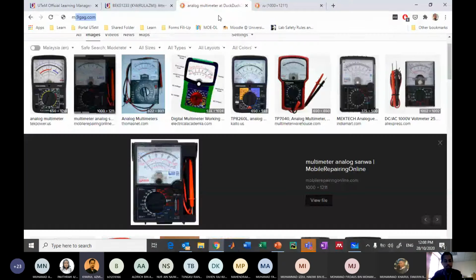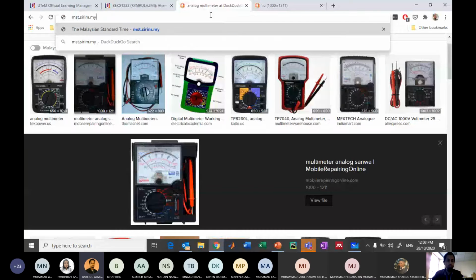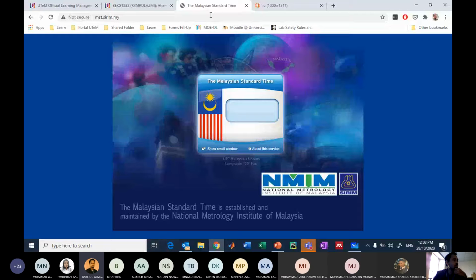Okay, if I type here mst.sirim, you will see this interface. MST stands for Malaysian Standard Time. And this is the standard time for Malaysia. And it's stated here that it is maintained by the National Metrology Institute of Malaysia, NMIM, which is an institute under SIRIM. So this is the standard time that we can use to calibrate our clocks and watches.